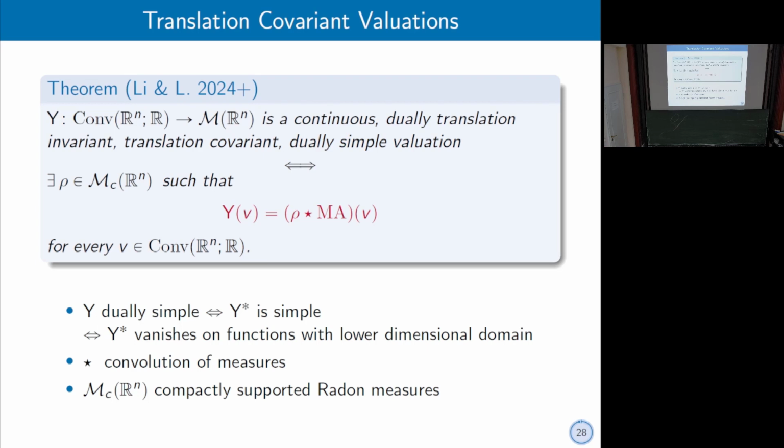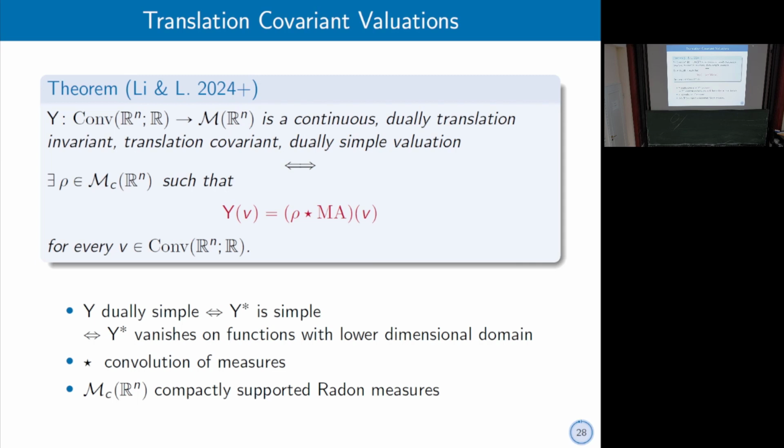Then the result is that there exists a completely supported Radon measure rho, such that this function is a convolution of this rho and this Monge-Ampere measure, and this holds for all functions of the space. So you now get a much bigger space of solutions to this question, parameterized by this Radon measure on R^n, completely supported Radon measure on R^n.